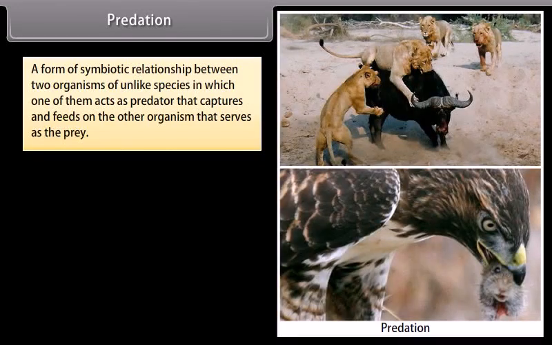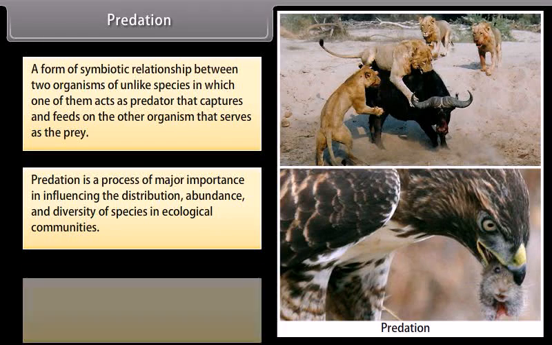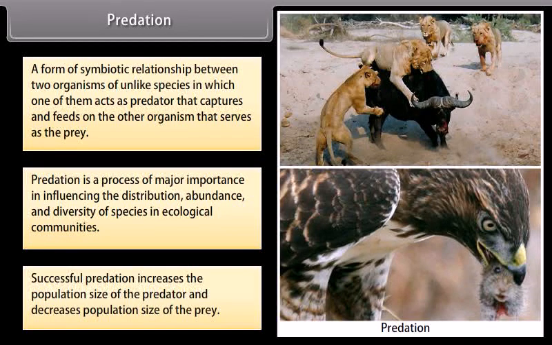Predation is a form of symbiotic relationship between two organisms of unlike species in which one of them acts as a predator that captures and feeds on the other organism that serves as the prey. Predation is a process of major importance in influencing the distribution, abundance, and diversity of species in ecological communities. Successful predation increases the population size of the predator and decreases the population size of the prey.